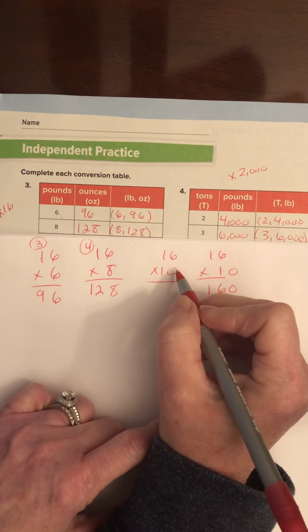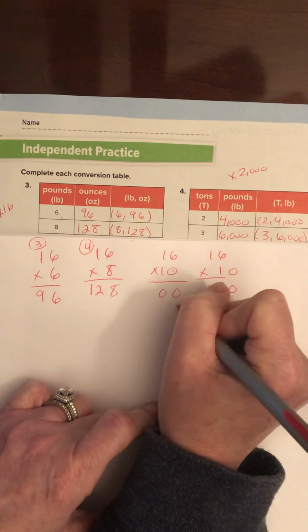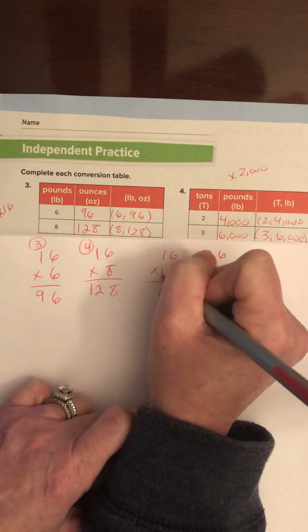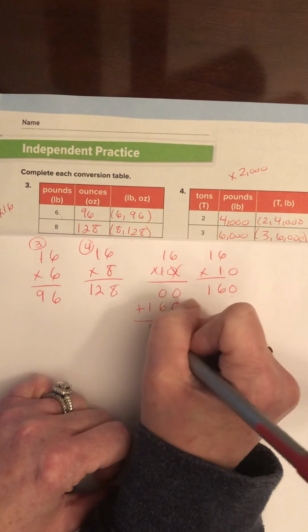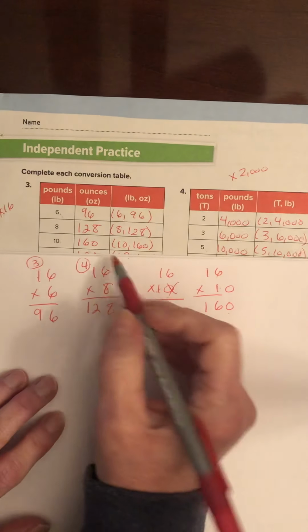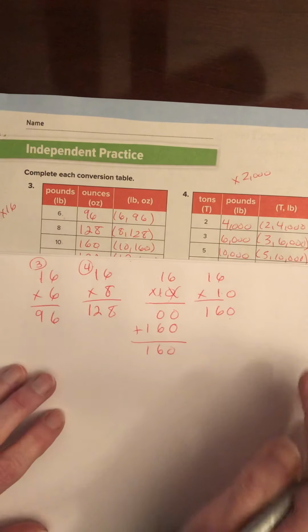Or if I did the long way, 0 times 6 is 0. 0 times 1 is 0. Put a 0 to hold your place. 1 times 6 is 6. 1 times 1 is 1. Add it together, and you get the same answer. So 160 is the number you fill in here, and the coordinates are 10 and 160.